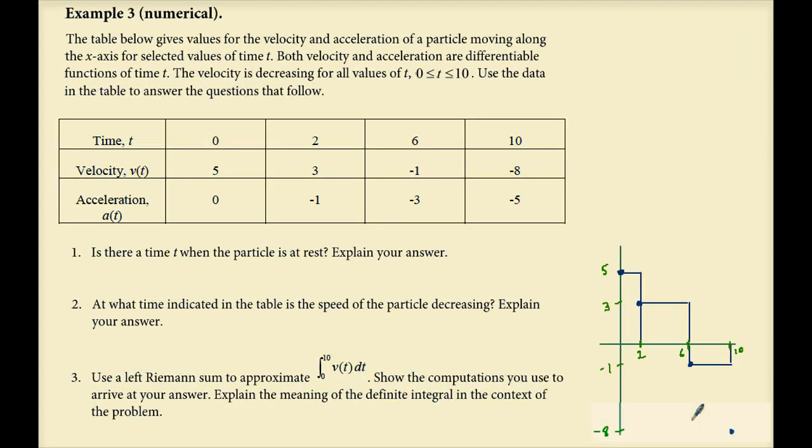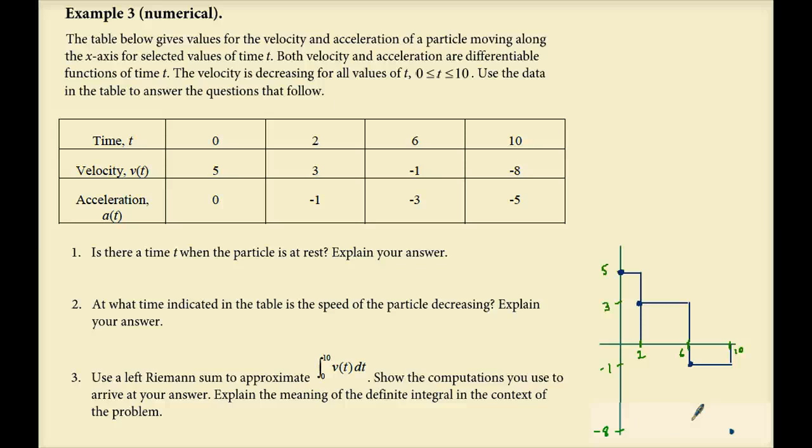The table below gives values for the velocity and acceleration of a particle moving along the x-axis for selected values of time t. Both velocity and acceleration are differentiable functions of time t. That means they're continuous. The velocity is decreasing for all values of t from 0 to 10. Use the data in the table to answer the questions that follow. Is there a time t when the particle is at rest?